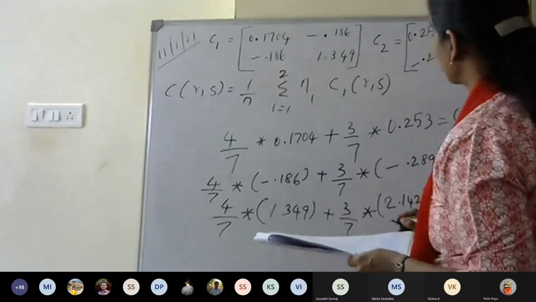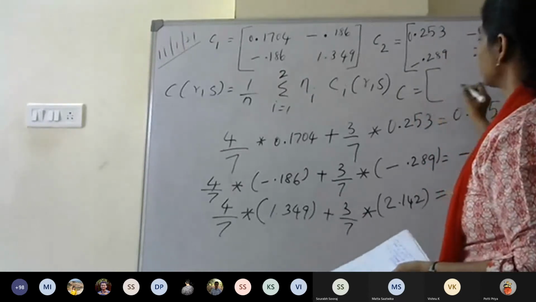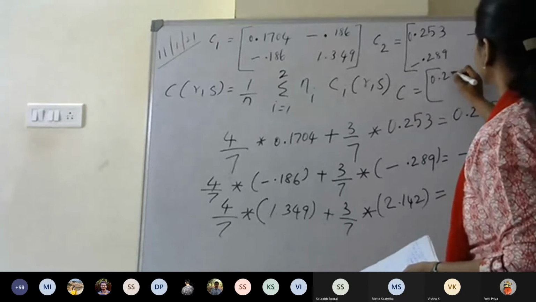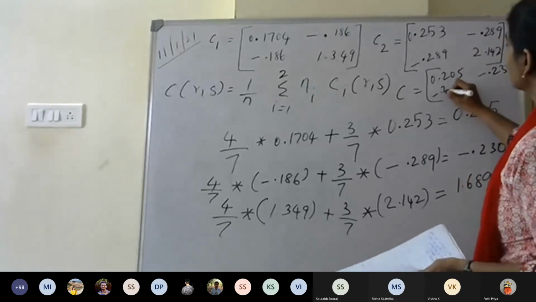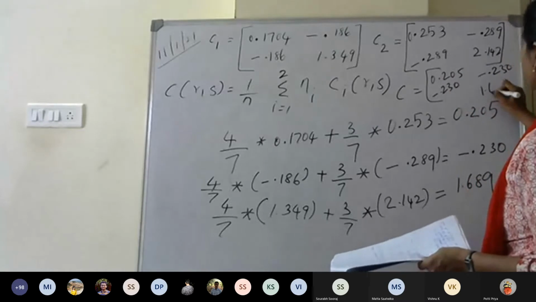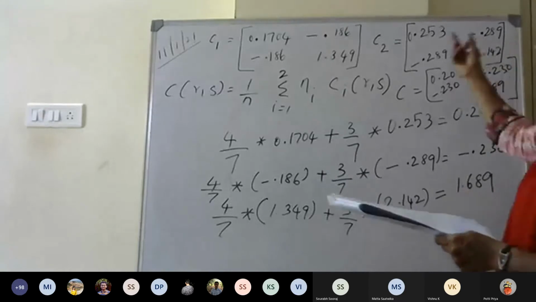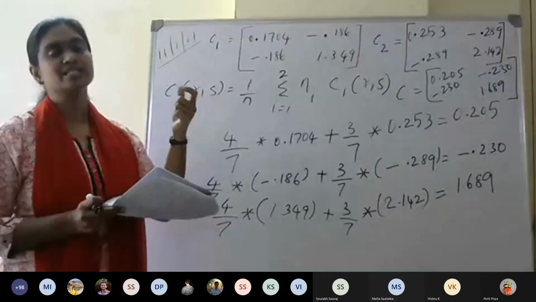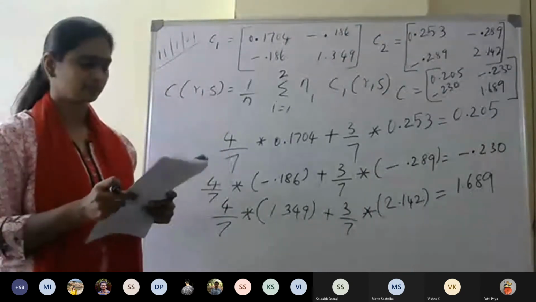So this is my C matrix now. I have to formulate the C matrix with these values: 0.205, minus 0.230, minus 0.230 and then 1.689. This is C and then I have to find C inverse. I have to find the inverse of this matrix, C inverse, and that C inverse I have to substitute in the main formula. Okay.